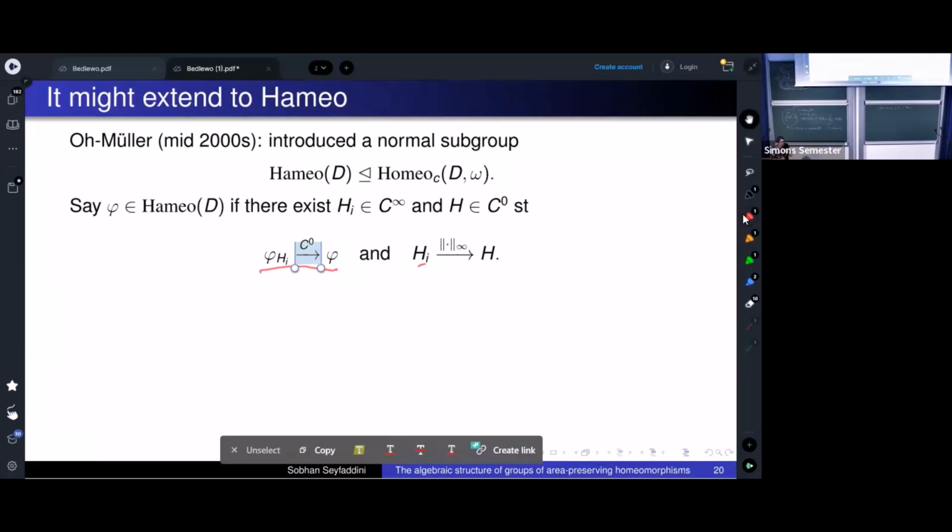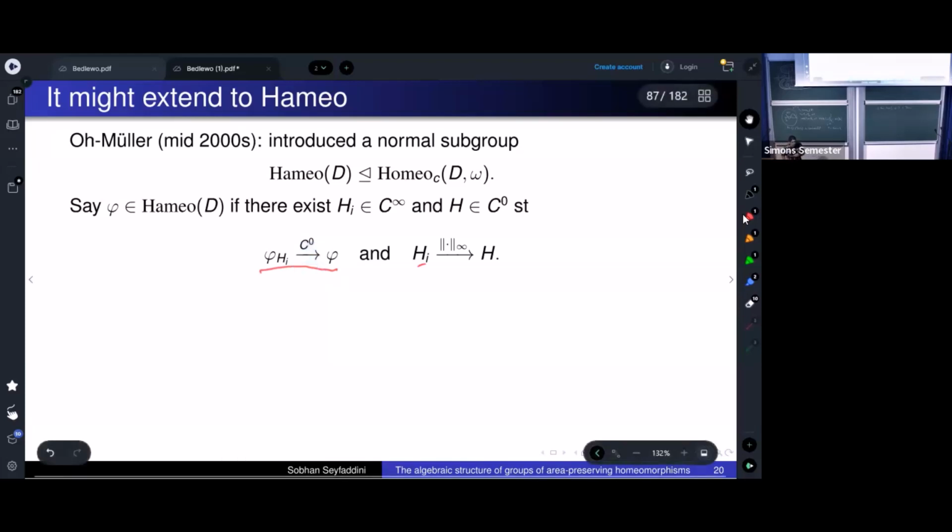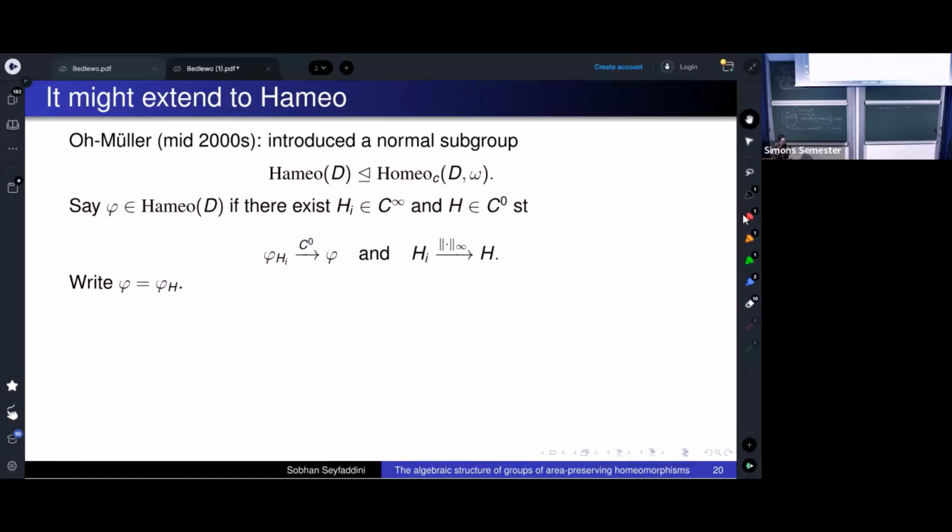The first condition is actually just vacuous because it's always true. Without the second condition, that gives you nothing new. It just gives you the entire group because every homeomorphism can be approximated by diffeomorphisms. Now, the hope is that by imposing this second condition, the convergence of the Hamiltonians in the sup norm, you get something more interesting. Just to imitate the notation in the smooth setting, we write Phi equals Phi_H.